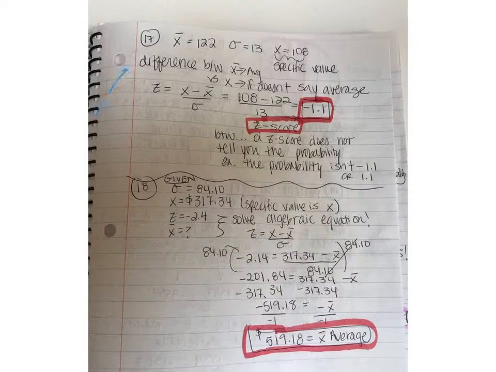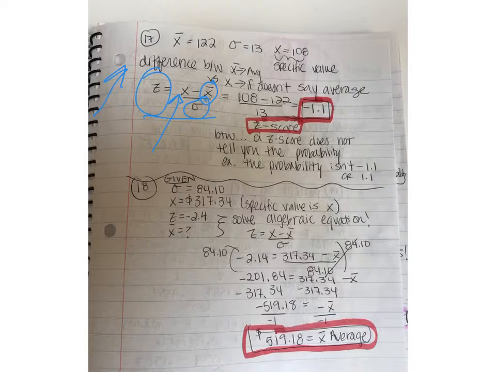So I hopped to number 17. I was trying to find ones that were different. So this simply just said, what is the z-score? So you just need to know the formula. X is the specific value they're talking about. The x bar is the average, and then divided by standard deviation.